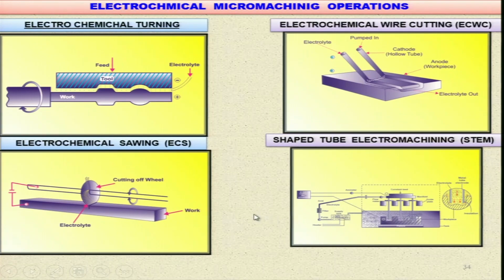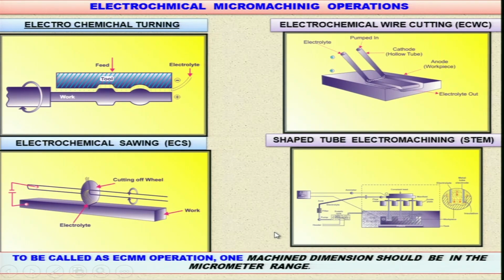And then this is the shaped tube electro machining system, STEM, it is being used. Now, you can perform this at micro level also. You can see clearly over here, these are the tubes, electrolyte is being supplied and you are moving it downward and you are cutting it inside this one. So, to be called as ECMM operation, one machine dimension should be in the micrometer range.